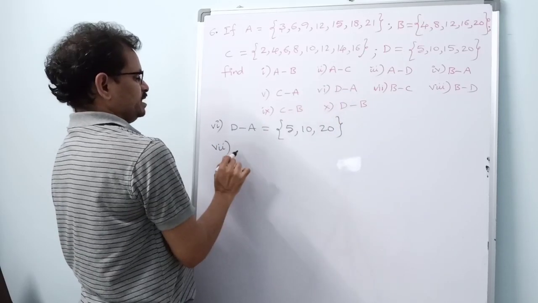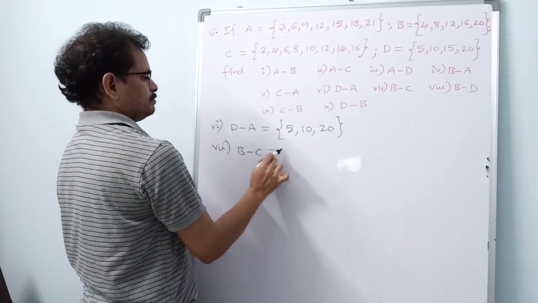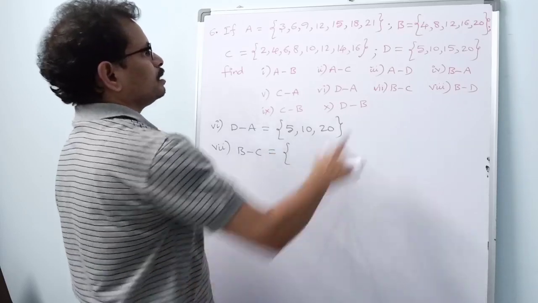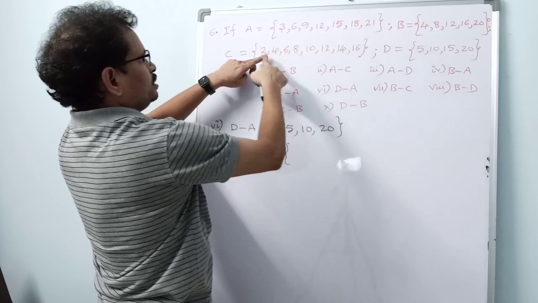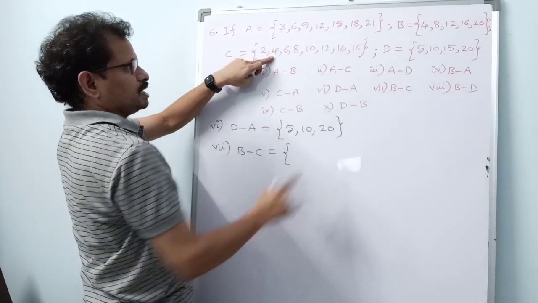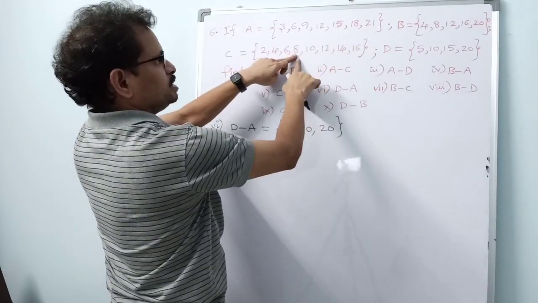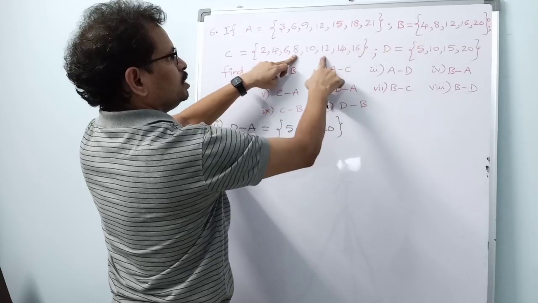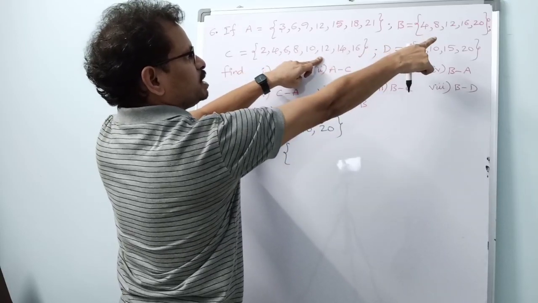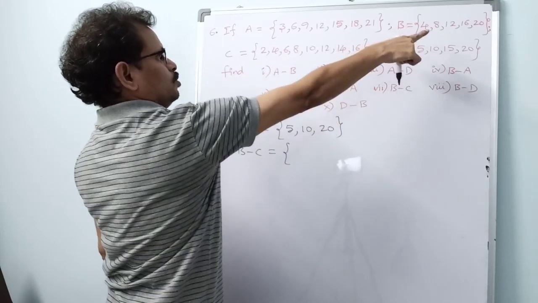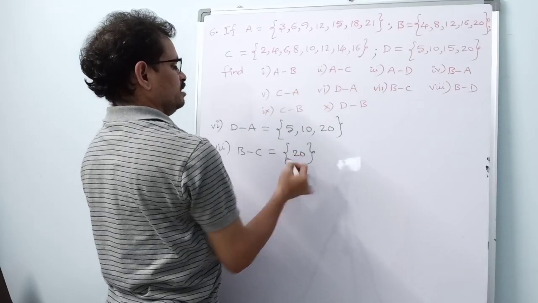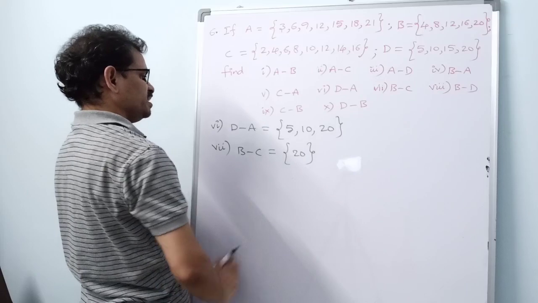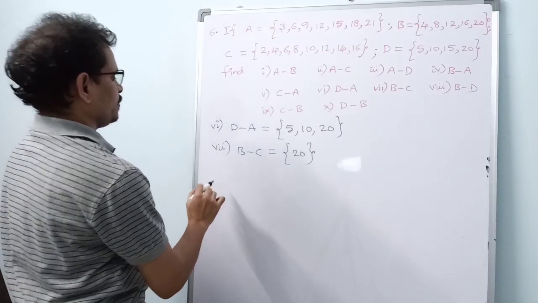B minus C. 4 is there in B, also there in C, don't write 4. 8 is there in B, here also it is there, don't write. 12 is there in B, here also it is there, don't write. 16 is there in B, here also it is there. Only 20 is there in B, here it is not there. So it is a single element set. So B minus C equal to the set of only this one, 20.